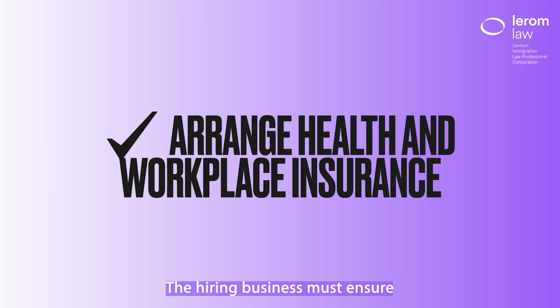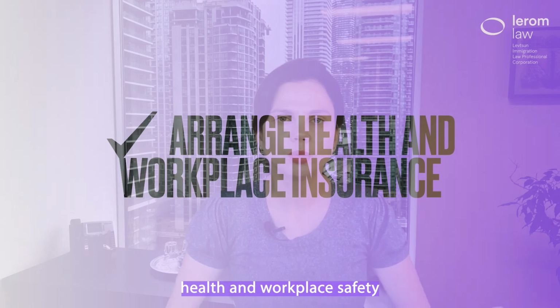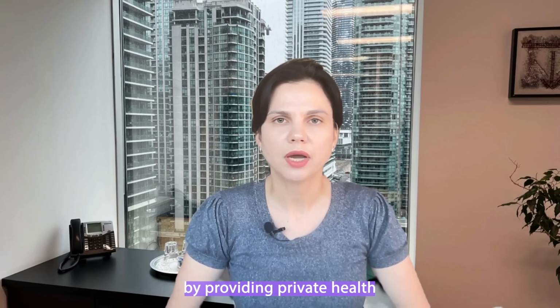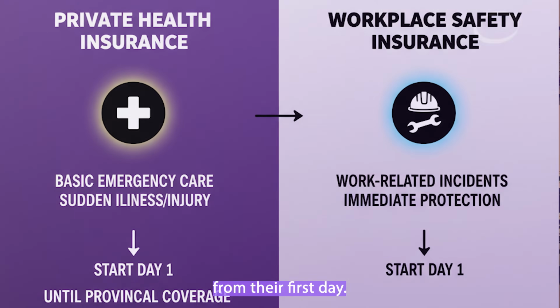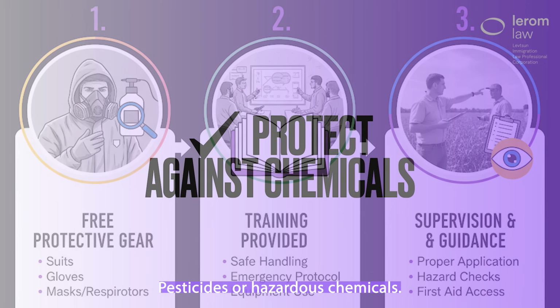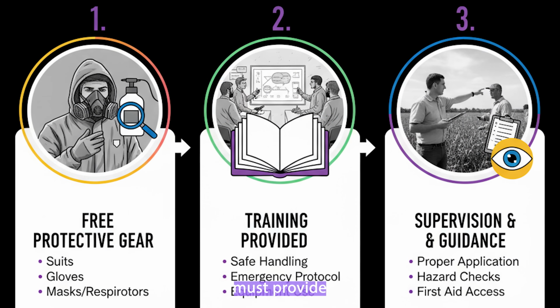Insurance. The hiring business must ensure health and workplace safety by providing private health insurance that covers basic emergency care for sudden illnesses or injuries from the first day of work until provincial health insurance begins. Also, make sure the foreign worker is protected by workplace safety insurance from their first day. Pesticides or hazardous chemicals. The hiring agricultural business must provide free protective gear, training, and supervision for workers handling pesticides or hazardous chemicals.